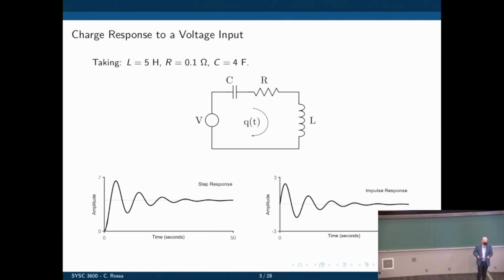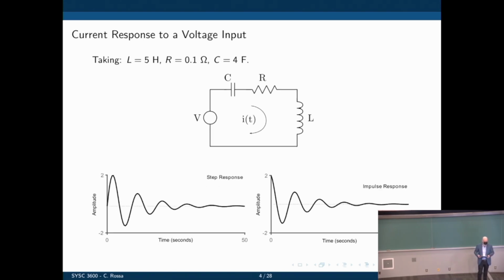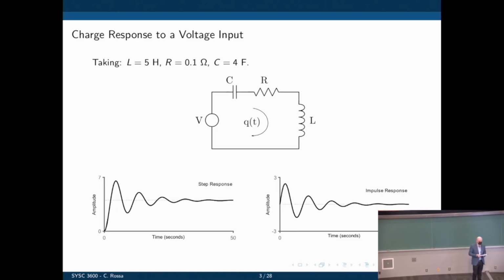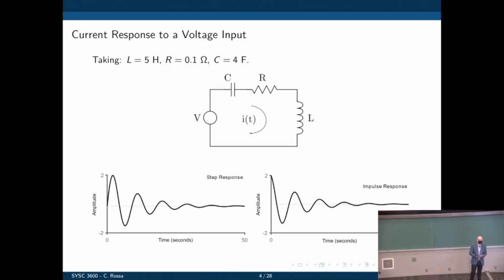We can also look at the current, which is simply the derivative of the charge. We can now calculate the impulse and the step response by just taking the derivative of what you see here. And that's the result. If you look at the current, we see that even when the voltage is a step input, the final current is zero because the capacitor becomes an open circuit. Same goes for the impulse, except that the impulse starts at the initial current and then decays to zero. If you compare these two signals, you see that the current is simply the derivative of the charge. These graphs here are the derivative of the other graphs.